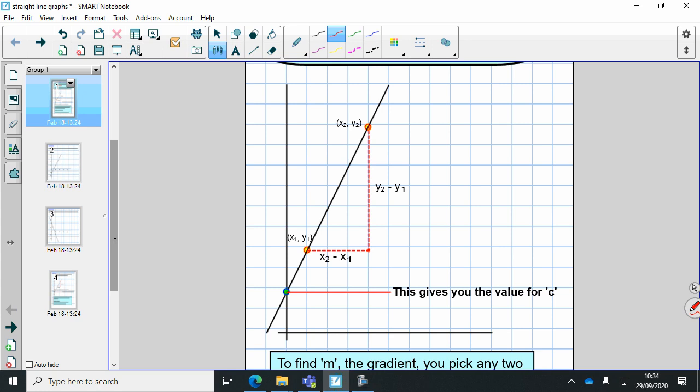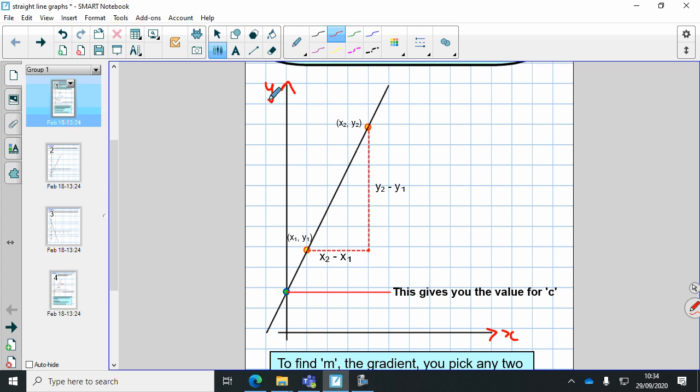As we can see, we've got a line here on a graph. The axis across is your x-axis, and the axis going up and down is your y-axis. If you can't remember which way around it is, it's easy just to remember that y points to the sky.